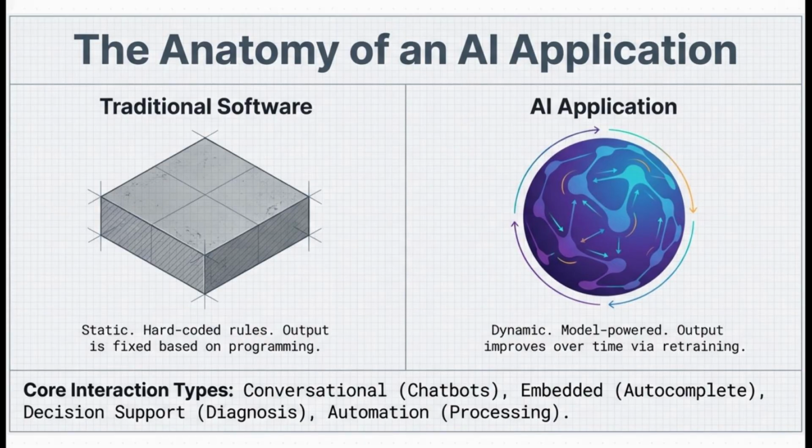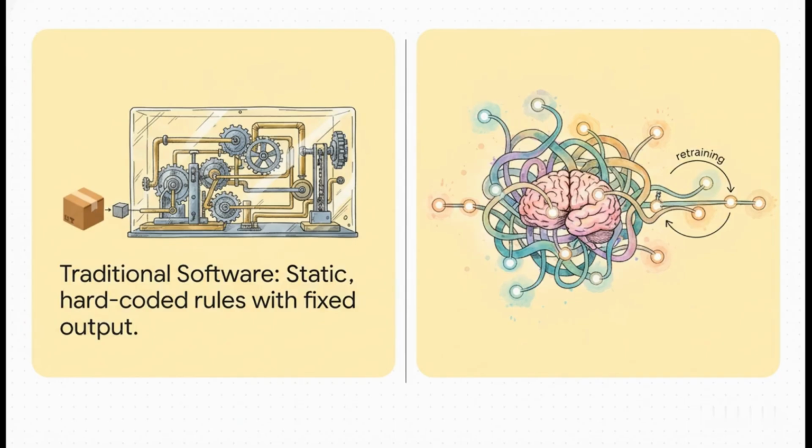And this is a really fundamental shift in thinking. You see, traditional software is basically a static box. It has hard-coded rules, and it gives you a fixed output. An AI application, on the other hand, is a dynamic, living system. It's powered by a model that can actually get smarter and improve over time through retraining. It's the difference between, say, a simple spell checker with a fixed dictionary and a language translation tool that gets better and better with every single sentence it sees.